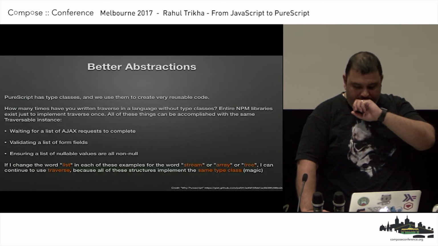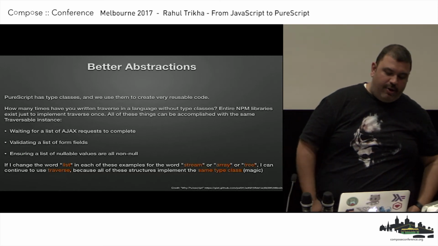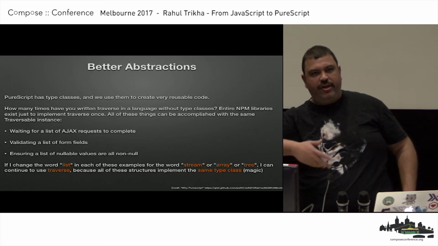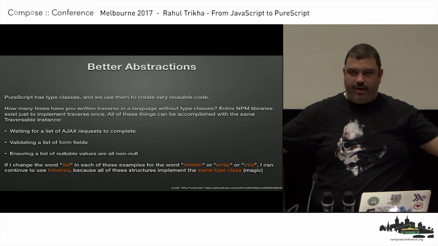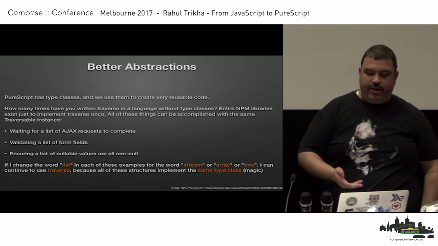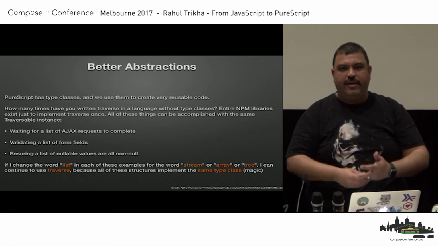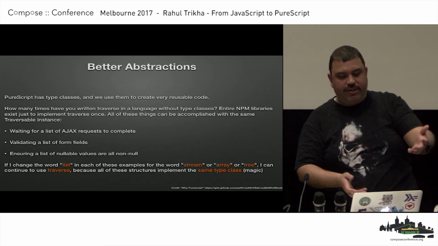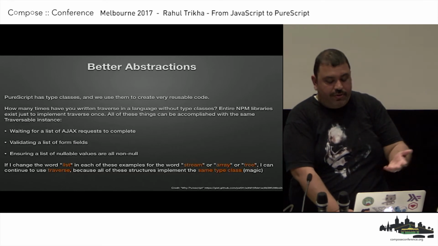Now, in NPM or in JavaScript land, you'll have to keep doing the same thing. Anyone who has to implement traverse, they have to go again and again and again. It's just duplication everywhere. But with type classes, you can actually say, hey, I'm going to create a traversable type class, and it's going to have a common implementation, which is going to be used for all the other systems which actually want to use traversable.